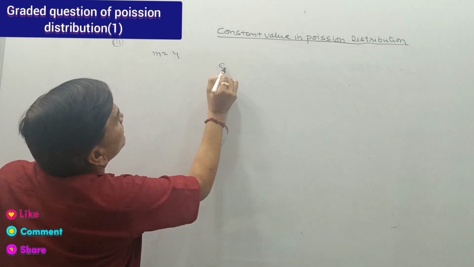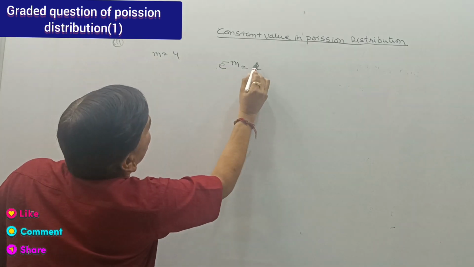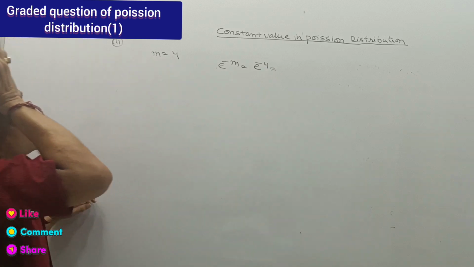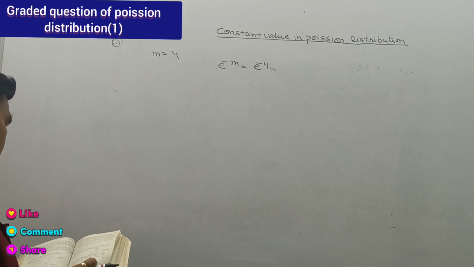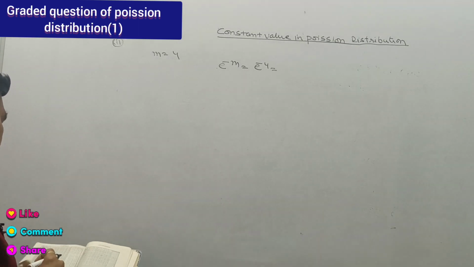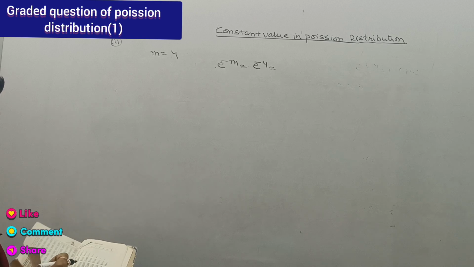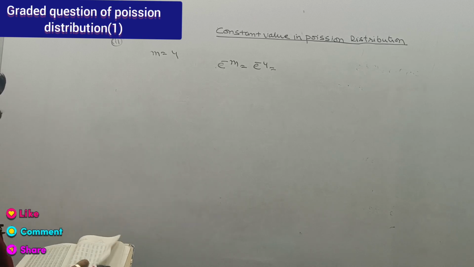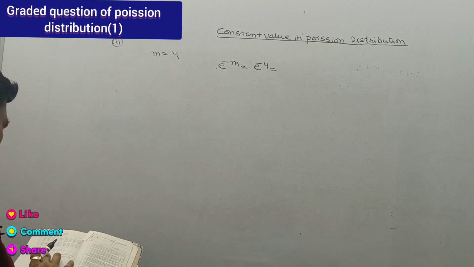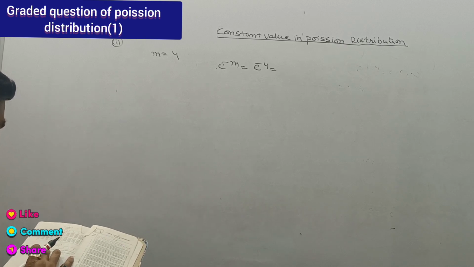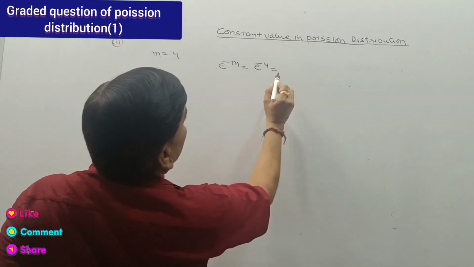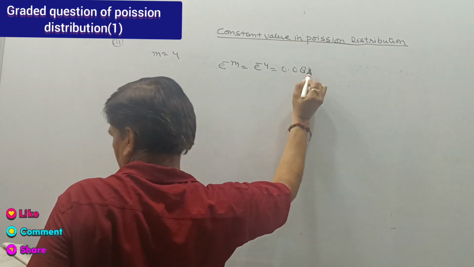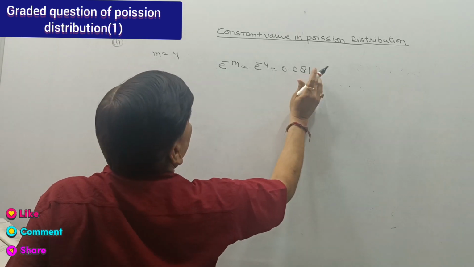So e raised to power minus m, that is e raised to power minus 4. Very first we will calculate the value of e raised to power minus 4. In this question e raised to power minus 4 is not given, so we will see the e raised to power minus m table. For m value 4, that is 0.01832. You will see this 0.01832, e raised to power minus m.